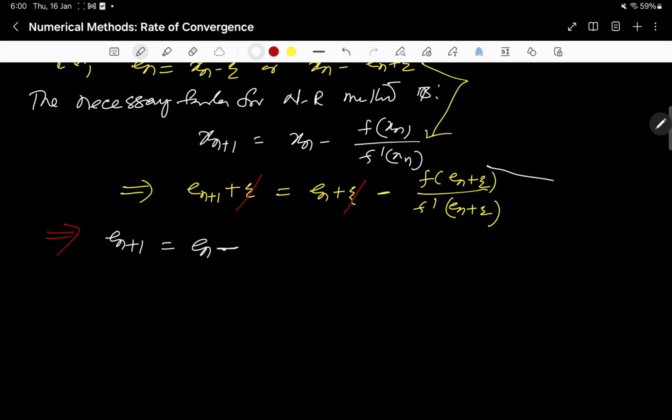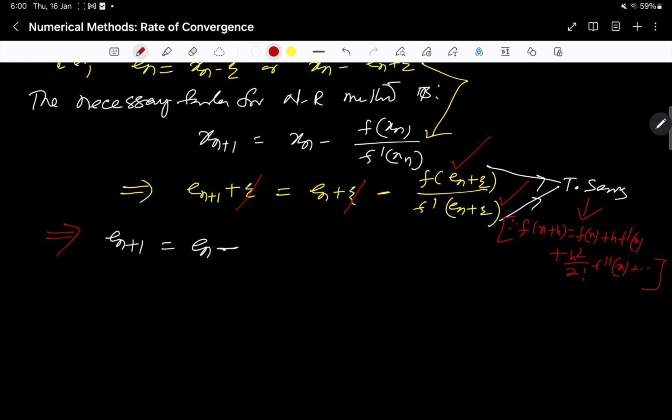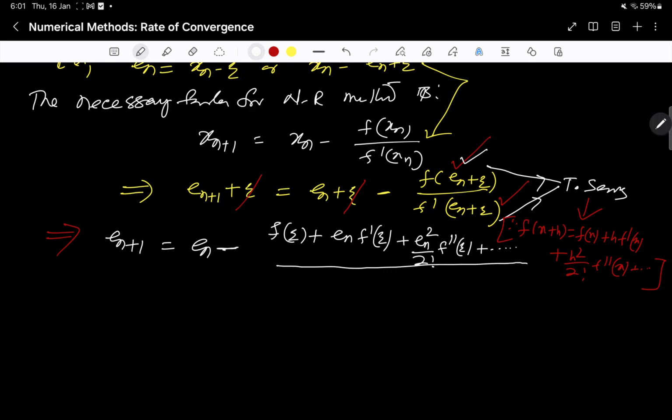Now you just find the Taylor series expansion of these two. You know what is the Taylor series expansion? You know f of x plus h is f x plus h f dash x plus h square by factorial 2 f double dash x, and so on, is it not? So this is your Taylor series expansion. Now you apply the Taylor series expansion to this function as well as to this function. So minus, it is f of zeta plus en f dash zeta plus en square by factorial 2 f double dash zeta plus so on. So now in the denominator f is replaced by f dash, it is f dash zeta, right, plus en f double dash zeta plus en square by factorial 2 f triple dash zeta, and so on.